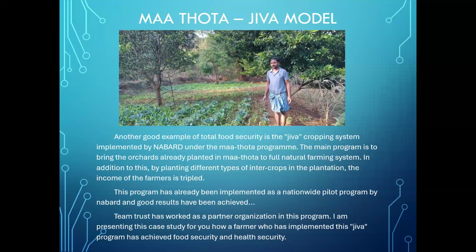Matota Jeeva model. Another good example of total food security is the Jeeva cropping system implemented by NABARD under the Matota program. The main aim is to bring the orchards already planted in Matota to a full natural farming system. In addition, by planting different types of intercrops in the plantation, the income of the farmers is tripled. This program has already been implemented as a nationwide pilot program by NABARD and good results have been achieved.